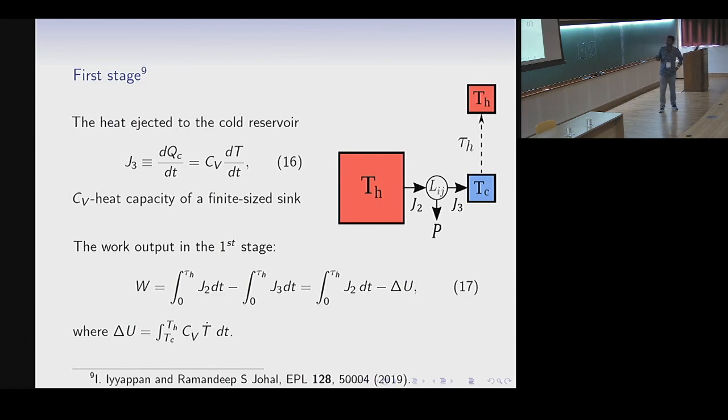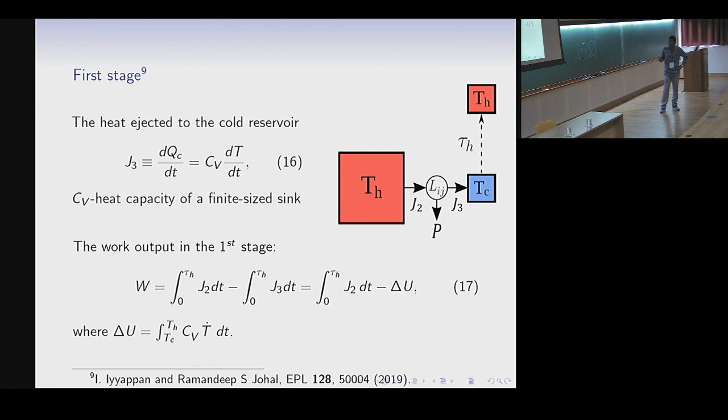In the first stage, the ejected heat flux can be written using the definition of the specific heat. This is how the finite size effect is put into the calculation. This work output becomes the difference between the time integral of input and output heat flux. Since we assume that the volume of the finite size source is not changing, the total heat ejected to the finite size sink is equivalent to the change in internal energy.